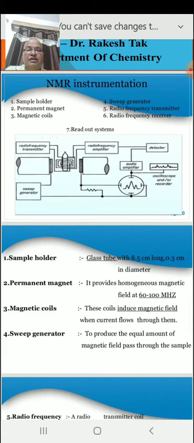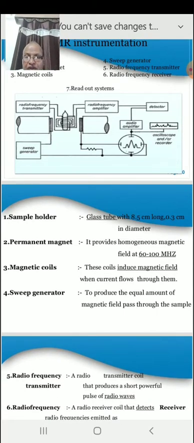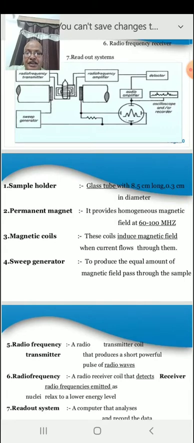Magnetic coils: the coils introduce a magnetic field when current flows through them. What is the sweep generator? It is used to produce an equal amount of magnetic field which is passed through the sample. The radio frequency transmitter is a radio transmitter coil that produces a short powerful pulse of radio waves.